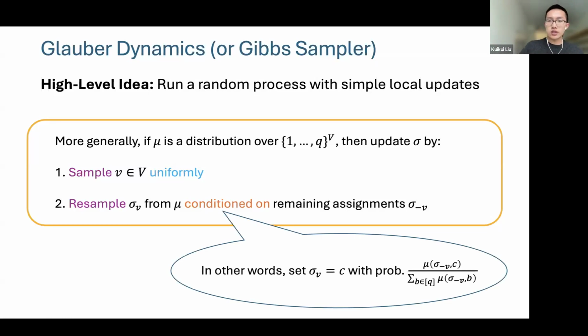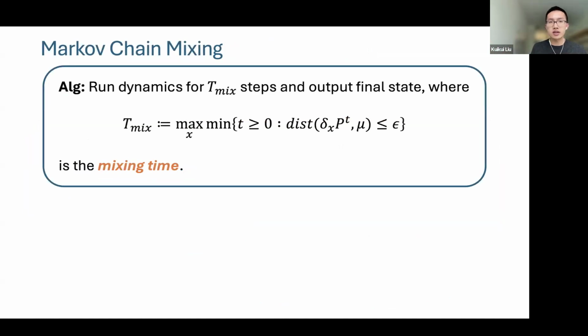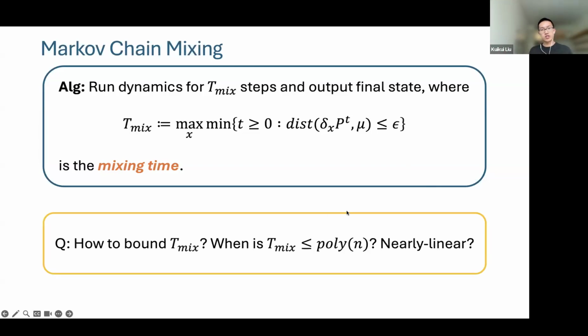The key question, or the key quantity we need to study regarding this Markov chain, is its mixing time. Namely, the number of steps t that you need to run this Markov chain, such that you are guaranteed that the distribution of where this Markov chain is at that time step t is within, say, epsilon of your desired target distribution mu. Typically, this distance will be taken to be something like total variation. And so the key question is, how can we bound this mixing time?